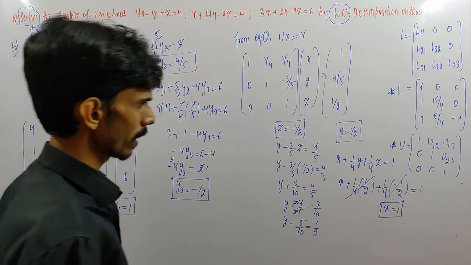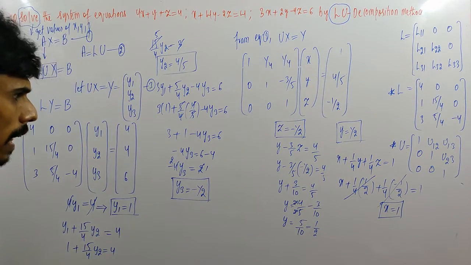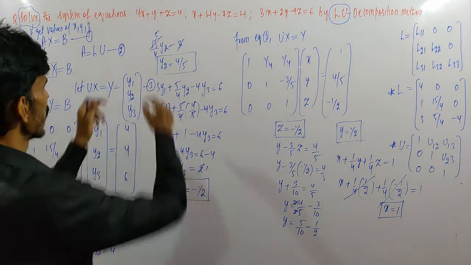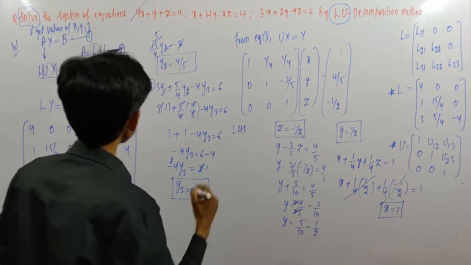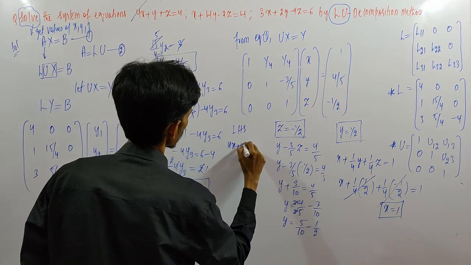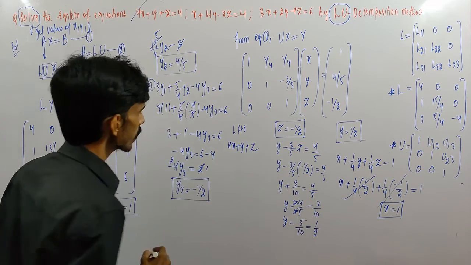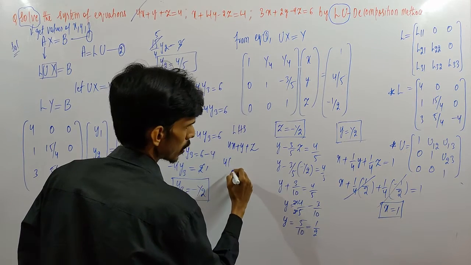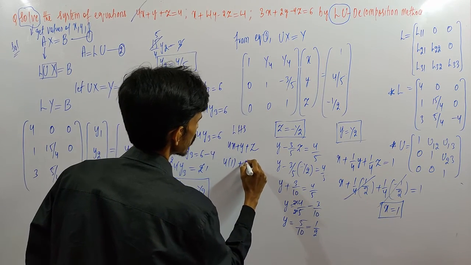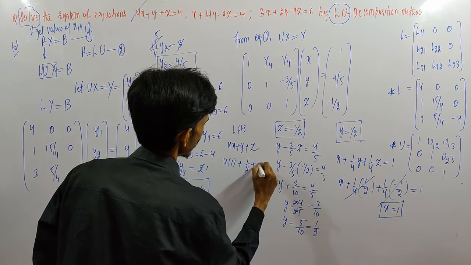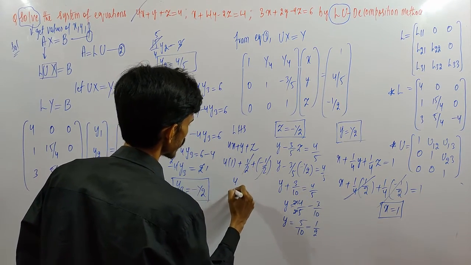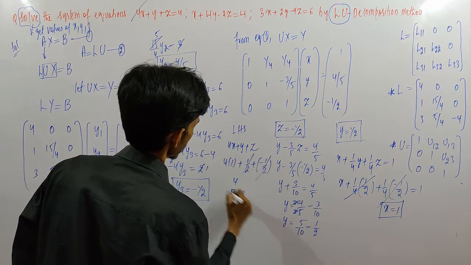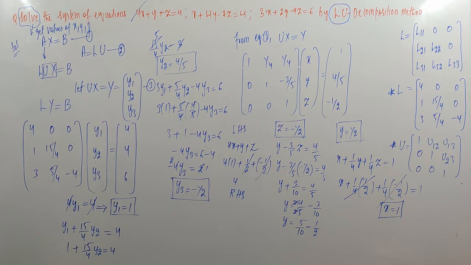In order to check whether these values are correct or not, let us take one of the equations. Let us take this equation. Take LHS of the equation. We have 4x plus y plus z. Now 4 into x value is 1, y value is 1 by 2 plus z value is minus 1 by 2. Here these two values will get cancelled. 4 into 1 is 4, that is RHS. Yes, we are getting LHS equal to RHS, hence these values are correct.